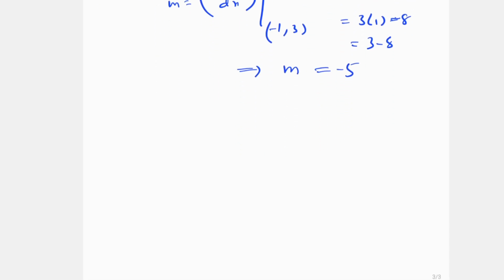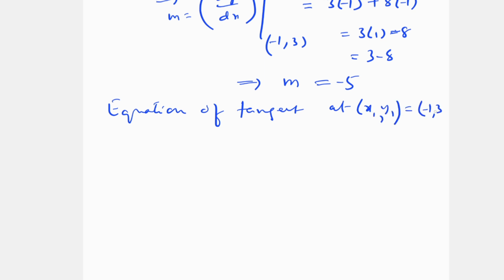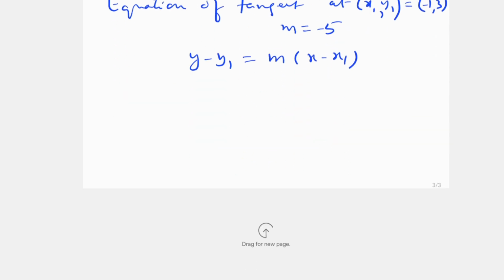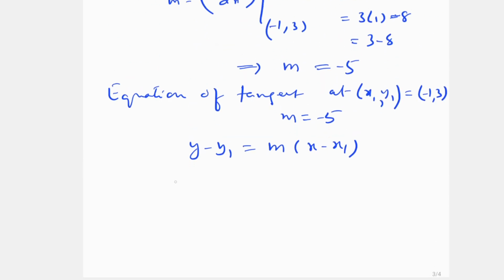Slope m of the tangent we have found. For the equation of tangent, x1 comma y1 is given as minus 1 comma 3. Slope is minus 5. The equation of tangent is y minus y1 is equal to m bracket x minus x1. Substitute the values here. You will get the answer.